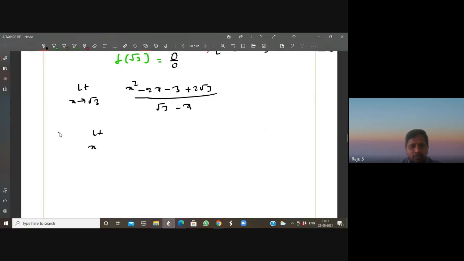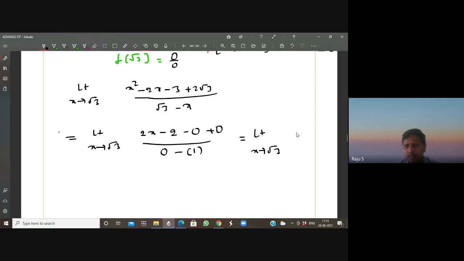Limit x tends to root 3. x square derivative is 2x, minus 2x derivative is 2, minus 3 is 0 because it is a constant, root 3 minus x derivative is minus 1. So the limit x tends to root 3, the remaining value is 2x minus 2 by minus 1. Now substitute the value here: 2 root 3 minus 2 by minus 1.